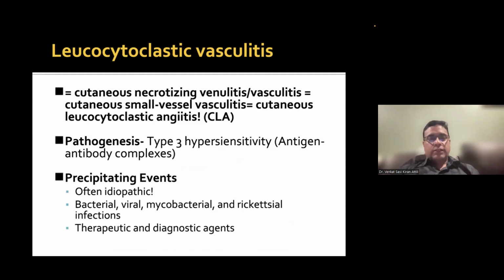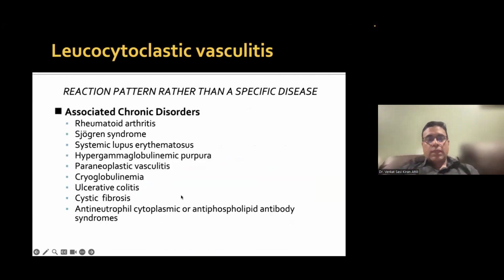Leukocytoclastic vasculitis, otherwise called cutaneous necrotizing venulitis or vasculitis, or also called cutaneous small vessel vasculitis or cutaneous leukocytoclastic angiitis, all mean the same thing. As I've explained earlier, it is a type 3 hypersensitivity reaction caused by antigen-antibody complexes. There are various precipitating events, though often it's idiopathic, but it can be caused by various infective agents or therapeutic or diagnostic agents. It's a reaction pattern rather than a specific disease, and it can be associated with a number of systemic disorders, as we all know.